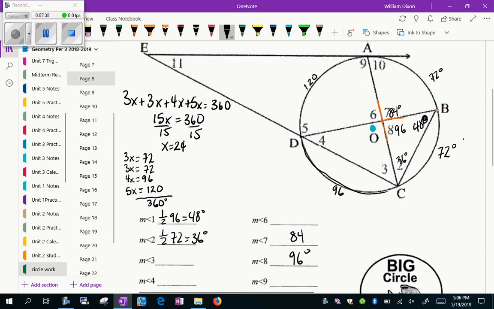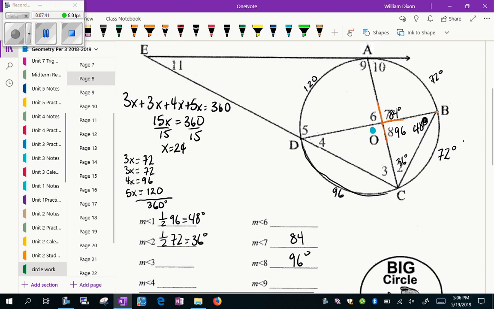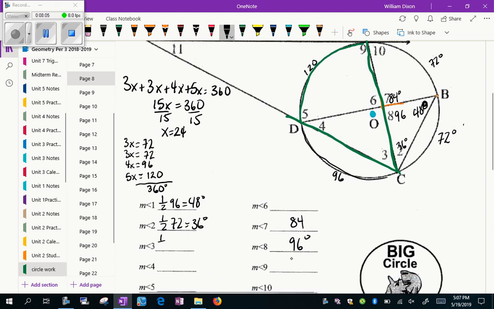Okay, let's take a look at angle 3. Well, angle 3, again, has its vertex on the circle, so it's inscribed. And where is it cutting? All right, so that's the arc that is intercepted by that angle, 120 degrees. So that's going to be 1/2 inscribed, 1/2 times 120, and that equals 60 degrees. So let's put that in there, 60.